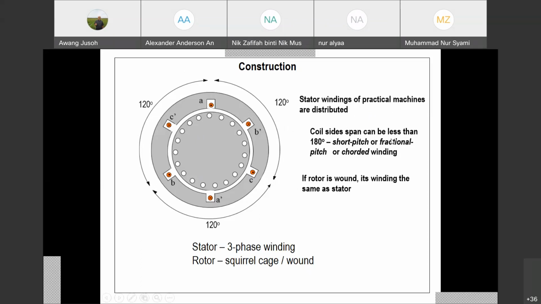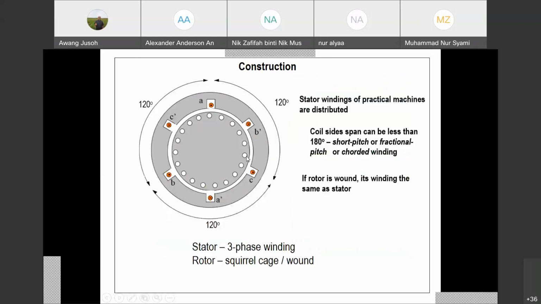The coil side span can be less than 180 degrees. This one you call 180 to 80 degree pitch. 180 degree is full pitch. If the location between A and A bar is 180 degrees, we call it the full pitch machine. Otherwise, it becomes short pitch or fractional pitch, if the angle is not 180 degrees. But in this condition, you can see a straight line, meaning the arrangement is 180 degrees, a full pitch machine.